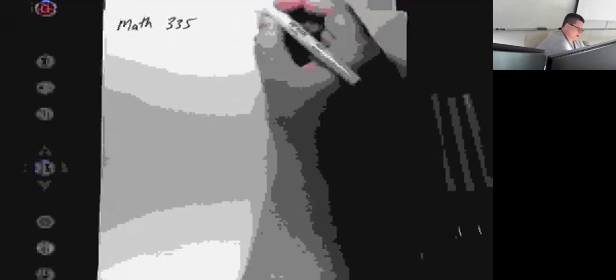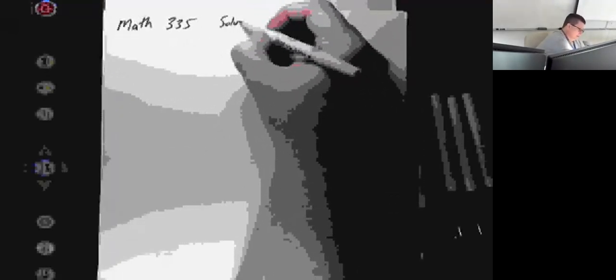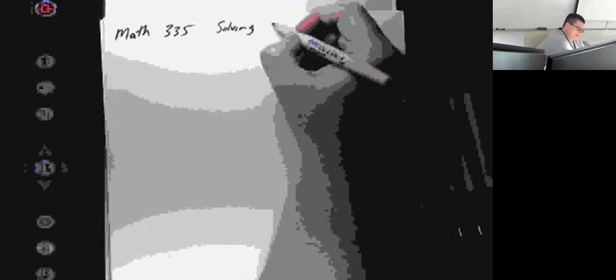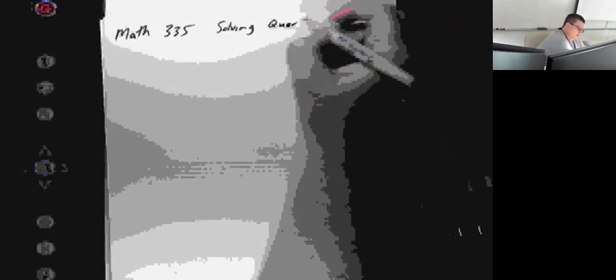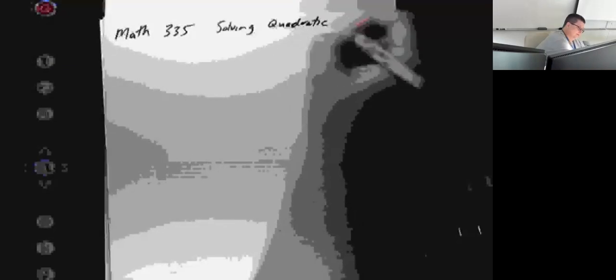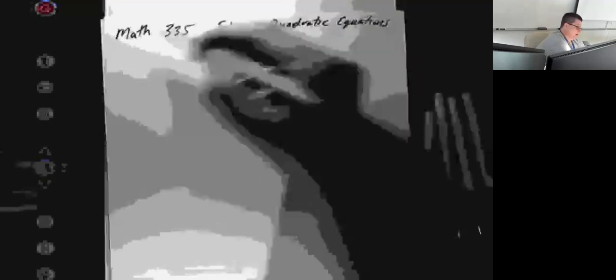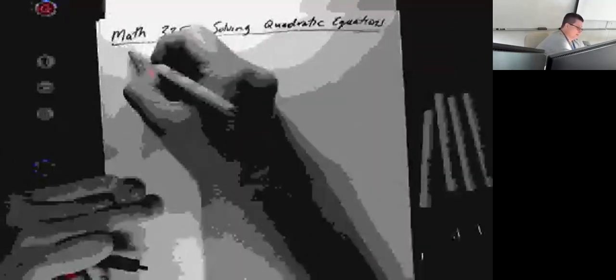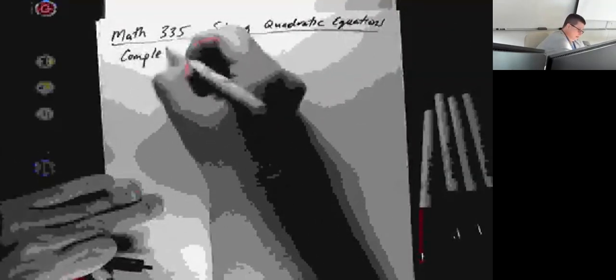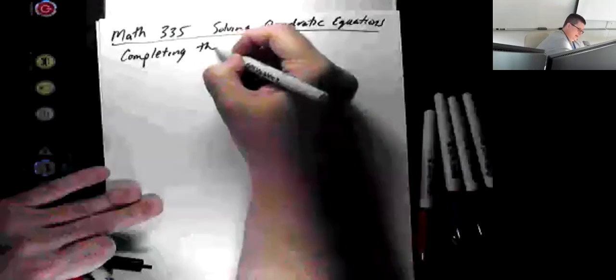We were working on solving quadratic equations. And one of the methods we did was completing the square. And that gives people a lot of trouble. And since it's something we're going to do more of later on, we thought we'd hit it again.